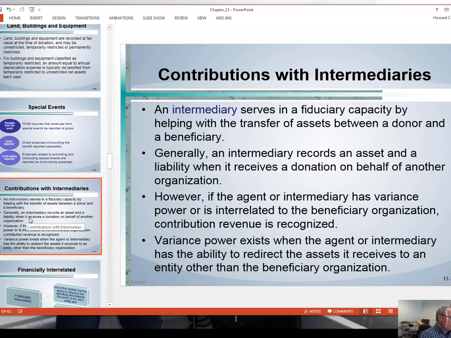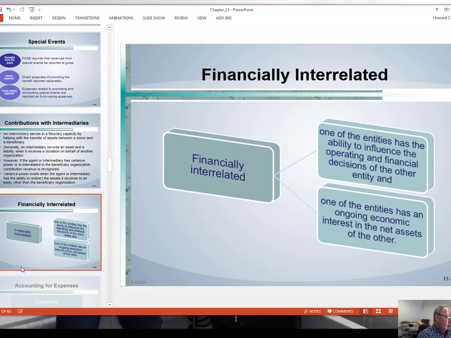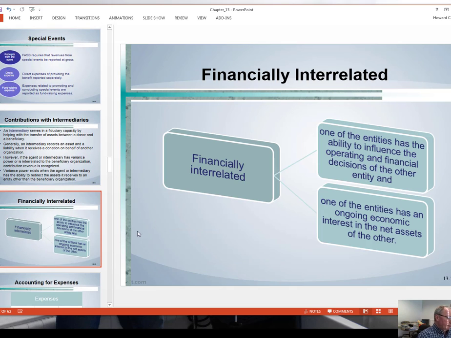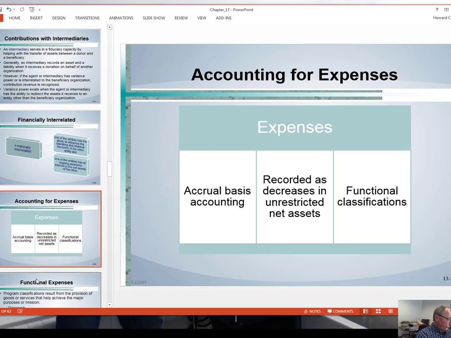And then they talk about these intermediaries, and a good example of an intermediary is United Way. The issue here is, when do you recognize revenue? If the intermediary is only a conduit, they won't recognize the revenue; it just passes through. If they have variance power, or the ability to influence the allocation of contributions, then they would tend to recognize it as revenue at that level and then pass it down. Okay.